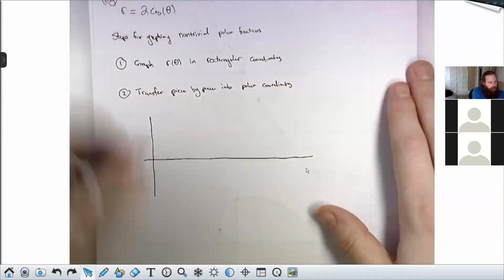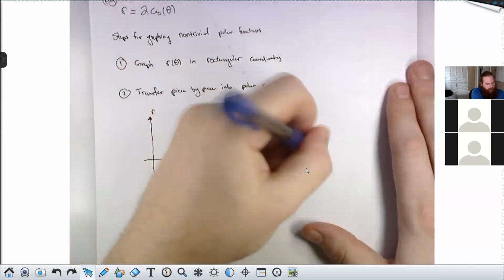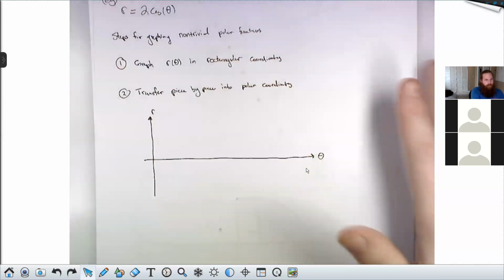So r equals 2 cos theta. That means I'm going to think of this as my r axis and this is my theta axis.